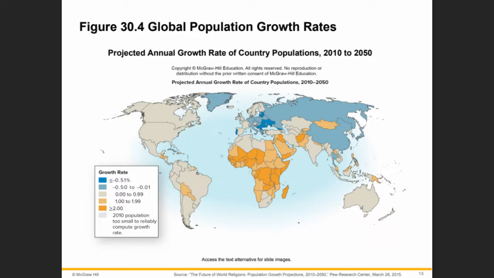Overall, the growth rate is 0.1%, but some countries are not growing at all or are decreasing in size. The highest growth rate is in the United States, at 0.8%, due to immigration and a large number of women of reproductive age. That's for the more developed countries.